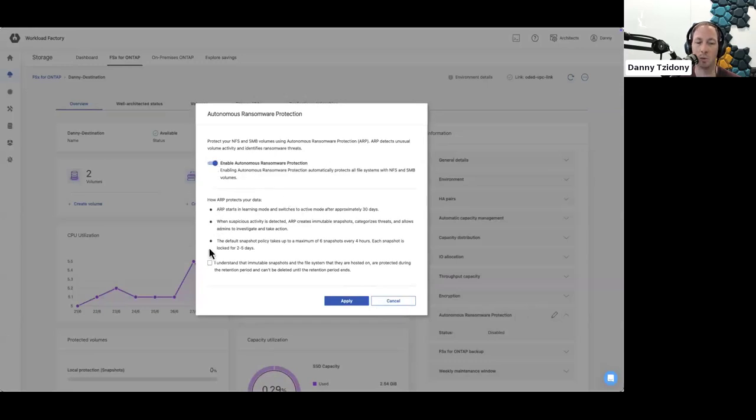Essentially, it says that ARP will start a learning mode and learn our patterns. And then when suspicious activity is detected, ARP will create immutable snapshots that cannot be deleted, and hence the warning. Because the problem with snapshots that you can't delete is that you can't delete them even if you need to. That's something you need to be careful and mindful about when using immutable snapshots or immutable files: if you make a mistake, it's a bit hard to fix. Anyway, let's do that and click Apply.